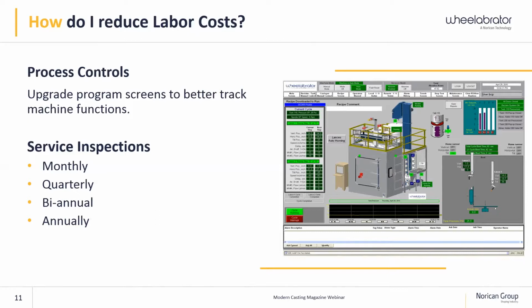The person may not know the most about the shot blast machine. So partnering with the provider of your shot blast equipment to have them come in to take a look at it, to help train the people on what to look for, some of the little intricacies that go along with them, that's going to help you reduce these costs drastically.